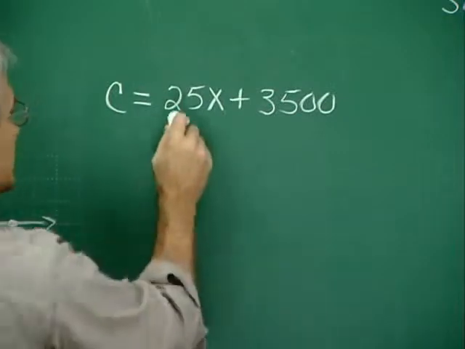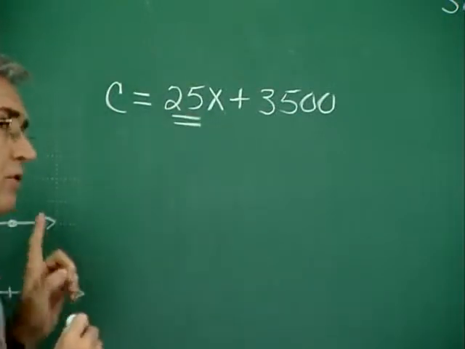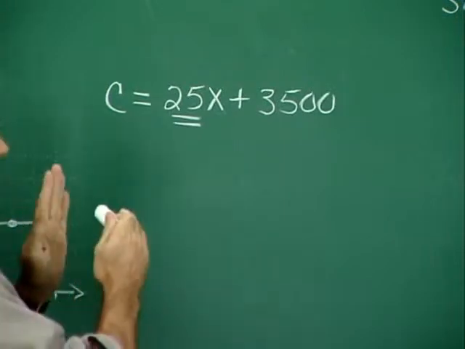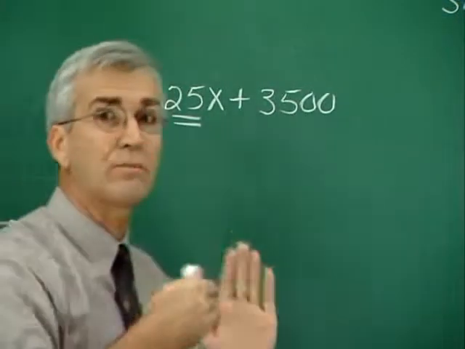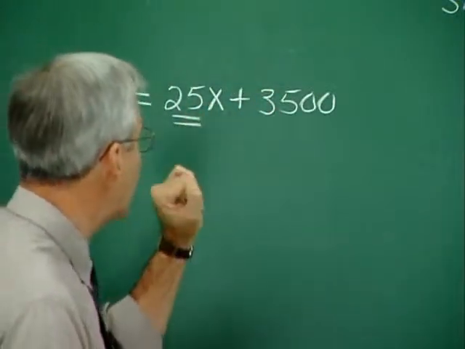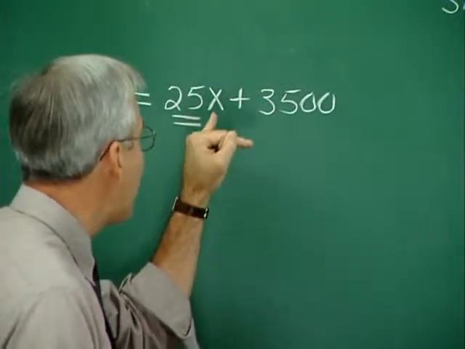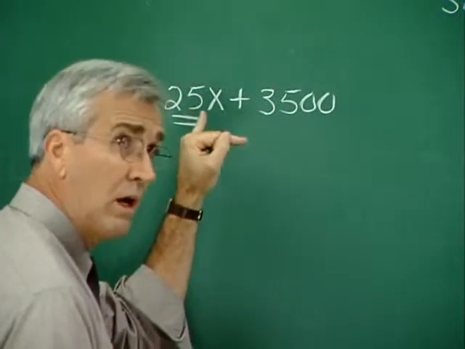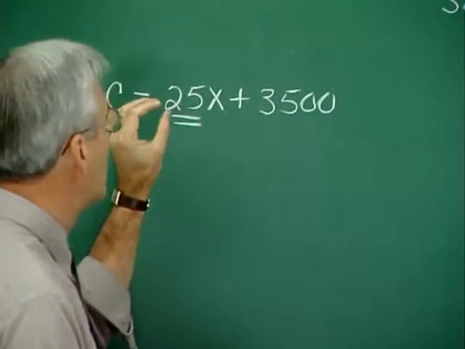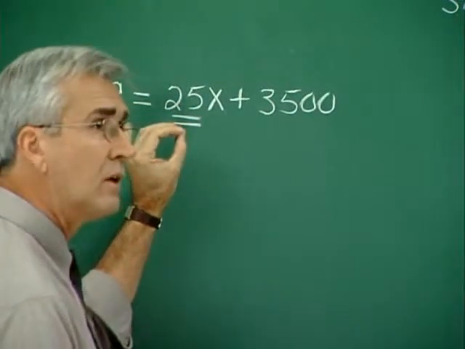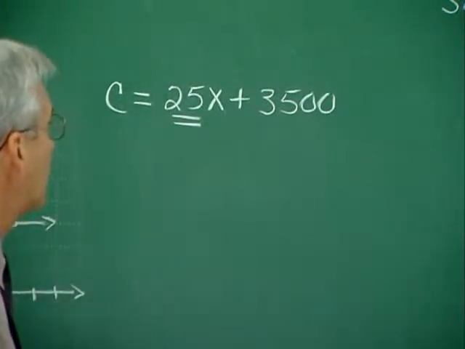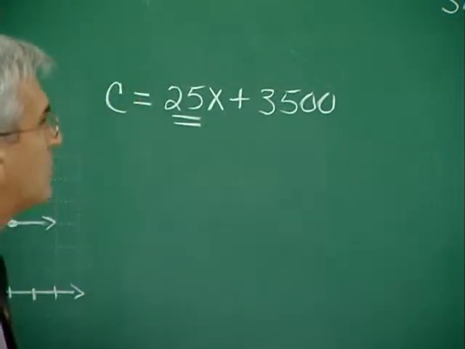And it turns out that this slope can be interpreted as a rate. That is the additional cost per unit. Because every time we make x a little bit bigger by 1, we're adding another 25. So 25 is the cost per unit, or the unit cost or the marginal cost for this particular product. So it's an interesting interpretation.